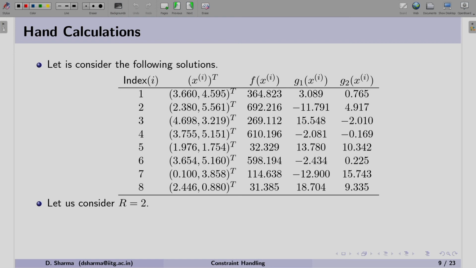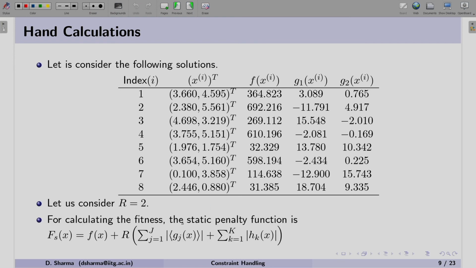Now, in order to find the fitness, let us consider R equals 2. As you can see in the previous equation, R will remain the same. The fitness using the static penalty function is given by the term f_s. So, f_s of x is equal to the objective function plus the penalty parameter, which is currently 2, times the constraint violation. Let us calculate the static penalty function value using this formula.